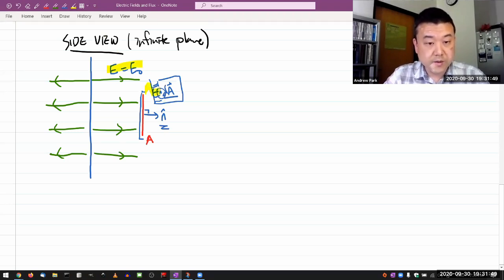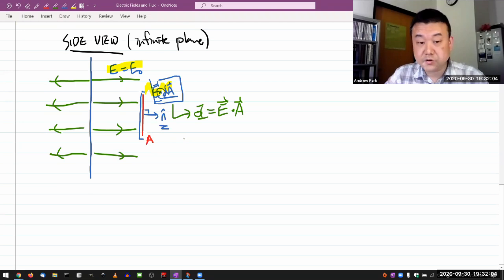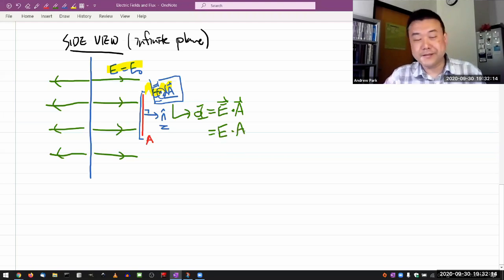So when I imagine integrating this over the area, I'm simply going to get that the flux is equal to the electric field, the constant value, dot product with the area. And here they happen to be in the same direction, zero-degree difference between them. So the flux, which is a scalar quantity, is just electric field times area. That's it. That's the flux.